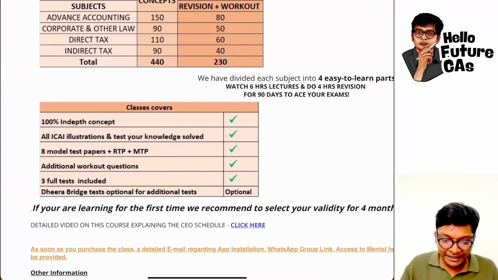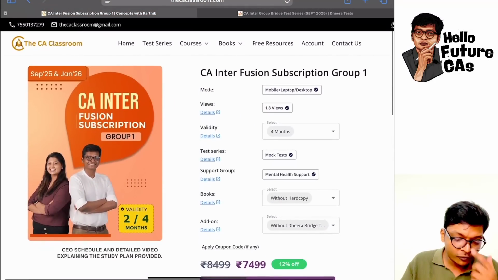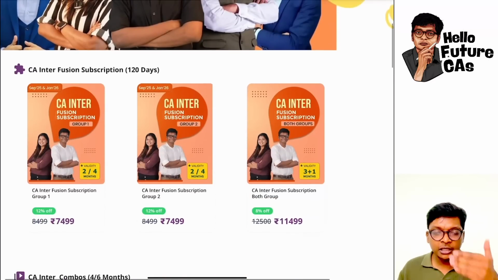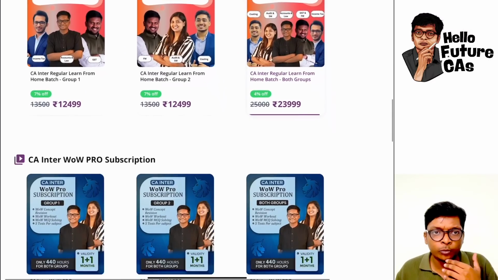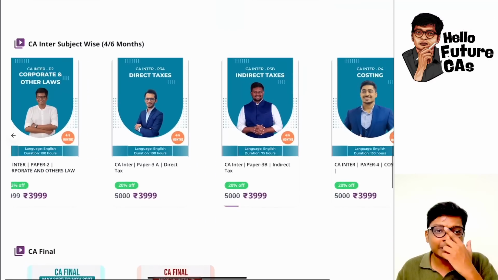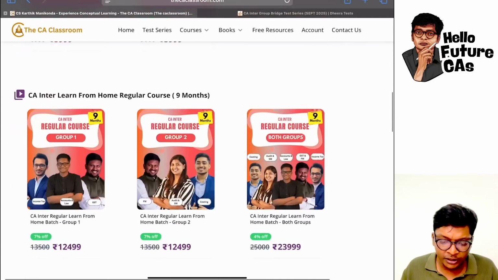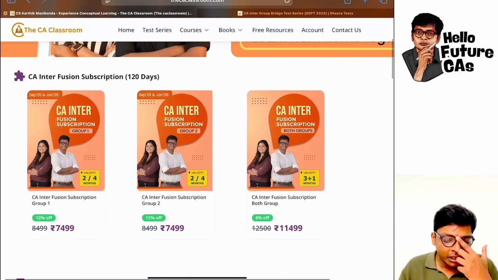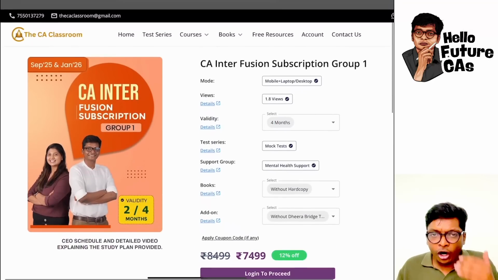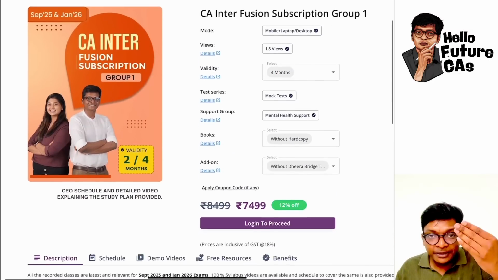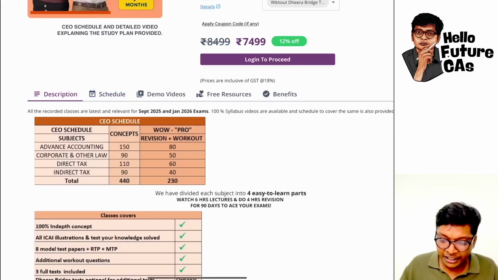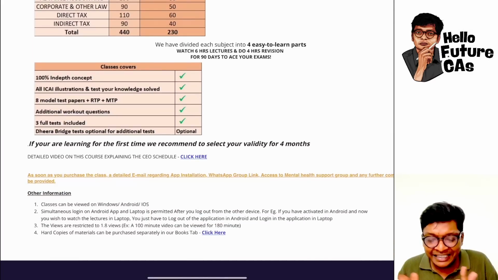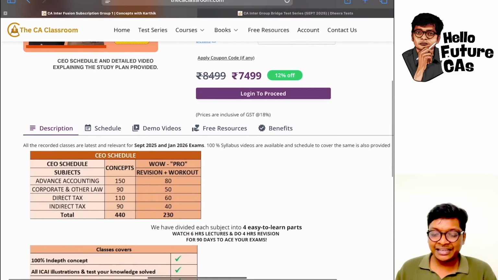So let me explain this on the website. I will just show you the website. I told you about Fusion. Fusion is over here. Combos are here. Learn from home is over here. And individual subjects for all 6 subjects are available over here. For example, if you are taking Fusion Group 1, all the details of that particular class are given over here. The schedule, what I explained, will be over here. Everything will be pakka detailed and explained over here itself, guys.